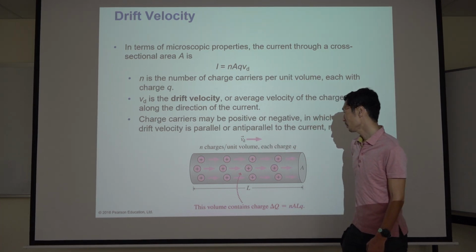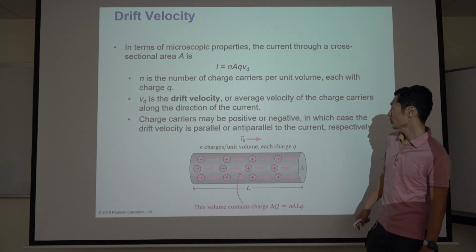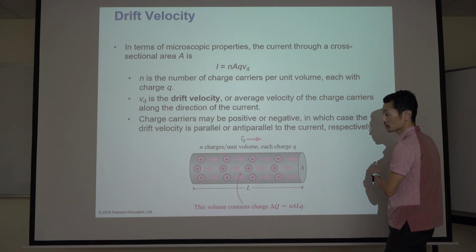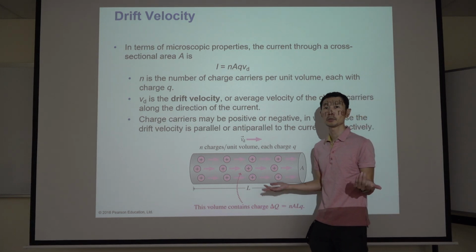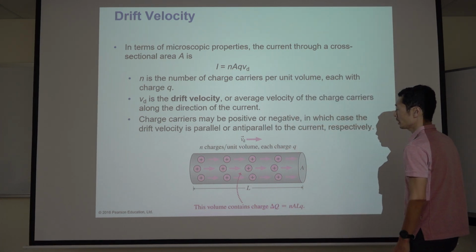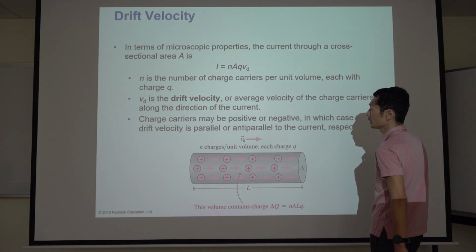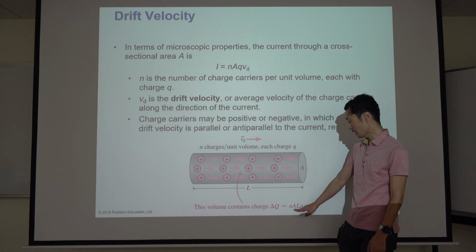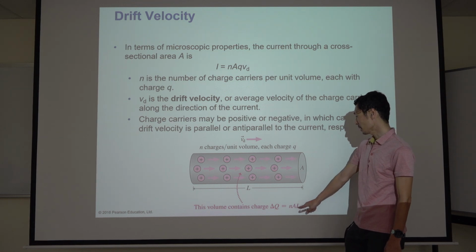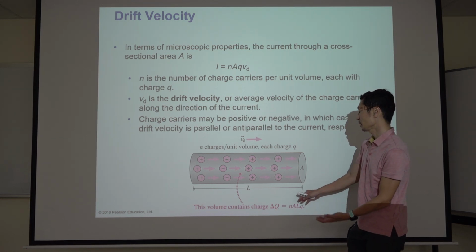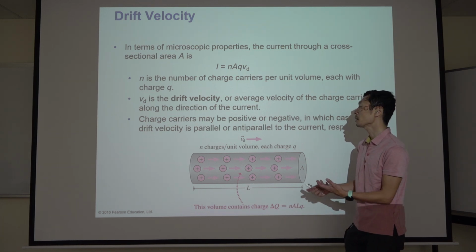Let's look at this figure. In this figure, these positive charges are going towards the right. So the current is going which way? To the right. And the cross-sectional area is A. So in this case, we count how many charges Q are within the length and area A. That is the charge, and that decides the current.